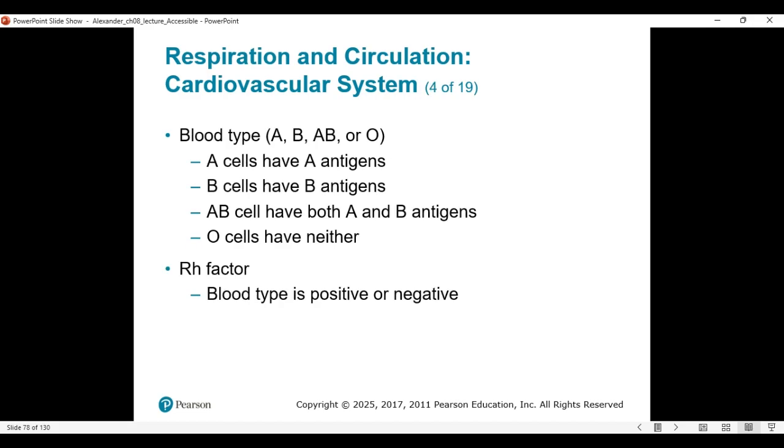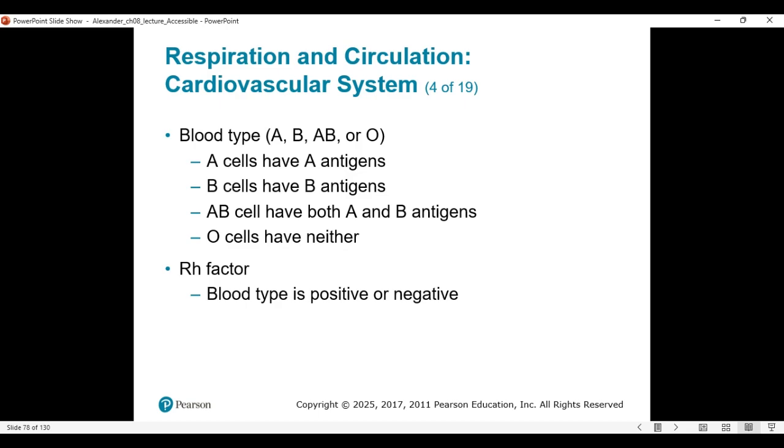Types of blood, we have four. We have type A, type B, AB, or O. A has the A antigen. B, of course, has the B antigen. AB has both of them, and O has neither one. Then we have Rh factors. This is your positive, negative. So you can be A positive, A negative, B positive, and so on.